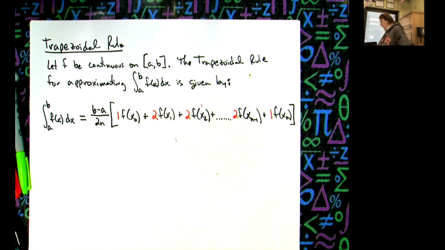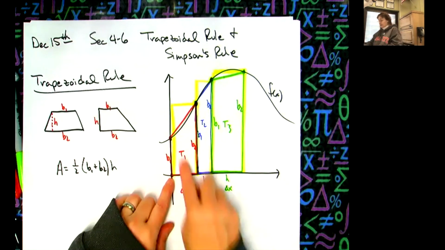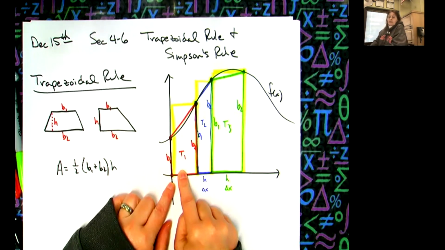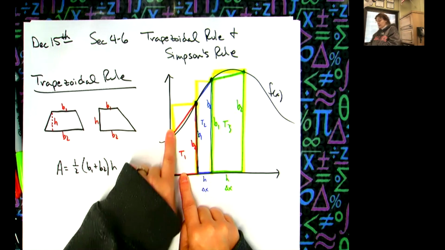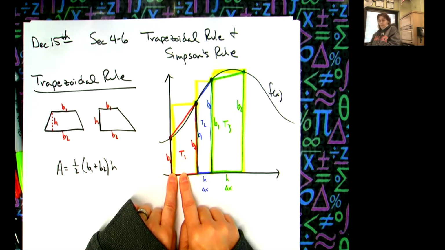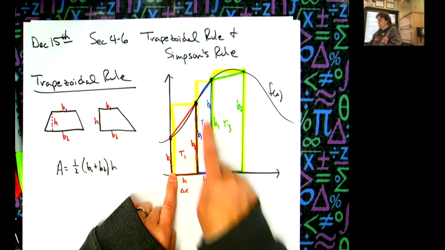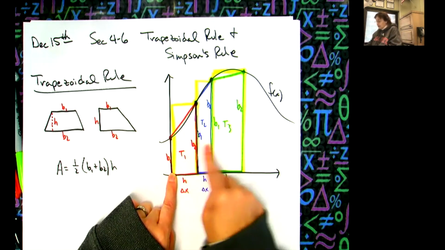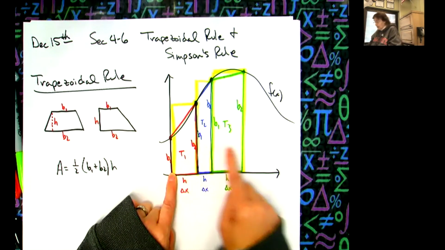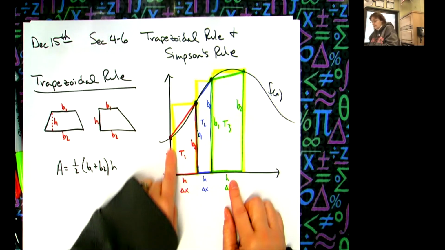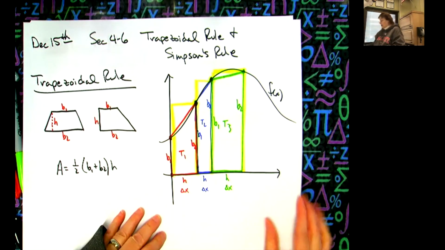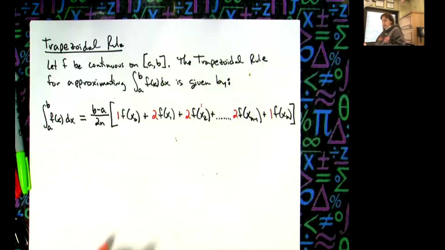All right, why did I do that? Let's go back to this picture here. The first trapezoid, I said rectangle, I told you I was going to do that all day today. This height is used one time. This one is used 2 times. This one is used 2 times. Everything in the middle is used 2 times. This height on the end, on the right-hand side, is used once. All right, that's where those coefficients come from.